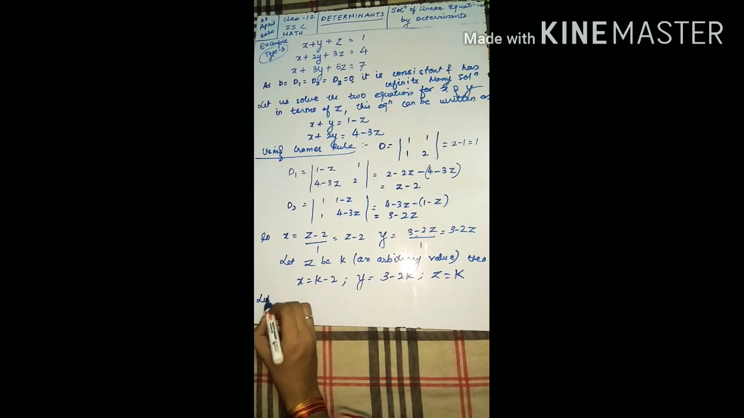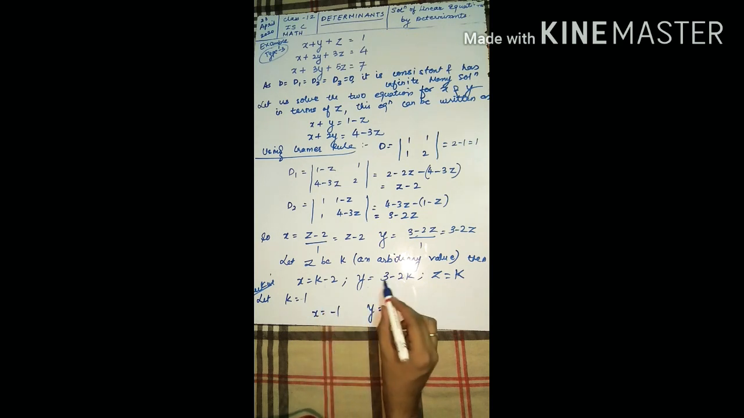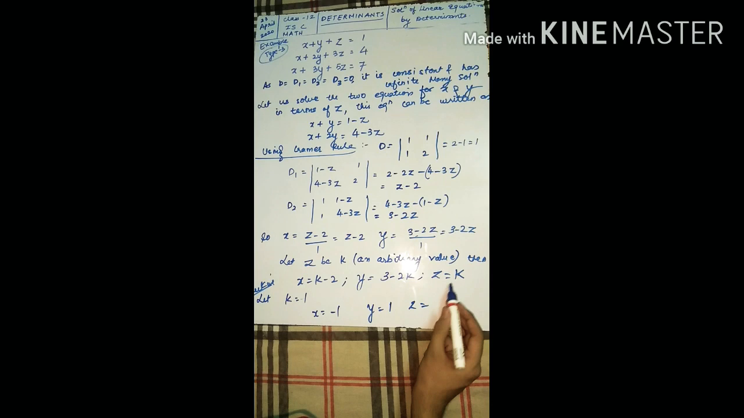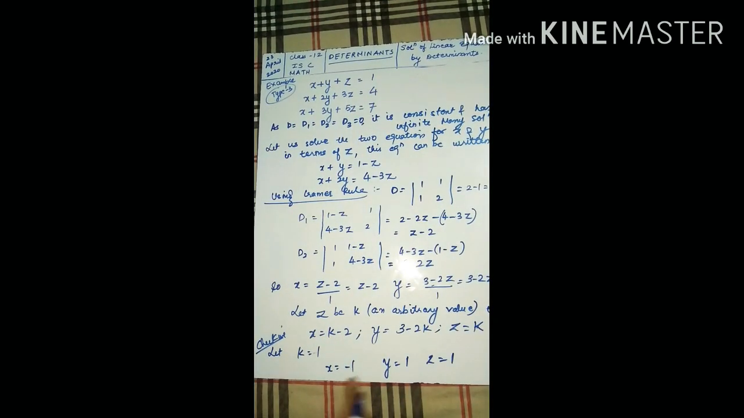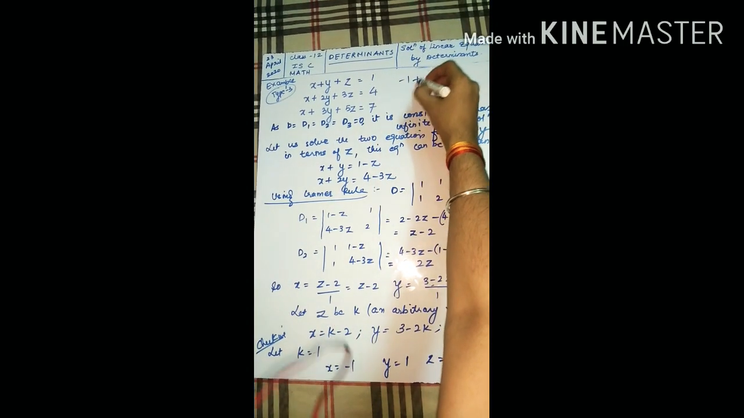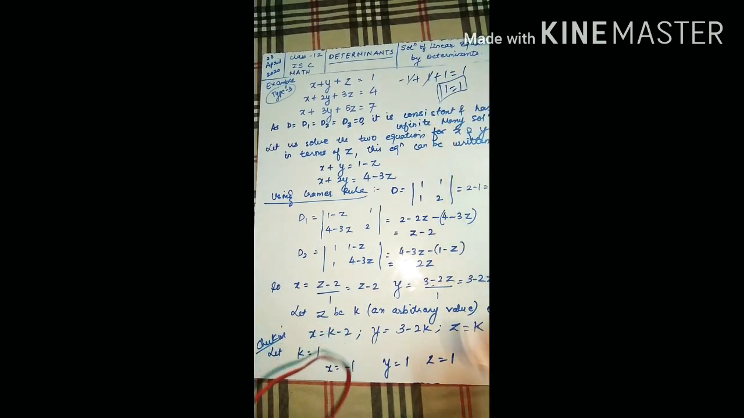Let me do a cross check, to check whether this answer is correct or not. Let k be, for example, 1. What will x be? x is minus 1, y will be 3 minus 2 into 1, which is 1, and z is equal to k, which we have considered as 1. Now you put all these values in your equation. On putting the values in the equation, x plus y plus z is equal to 1, so minus 1 plus 1 plus 1 equals 1. The 1 and 1 cancel, 1 equals 1. Yes, hence verified. So like that you have to understand.